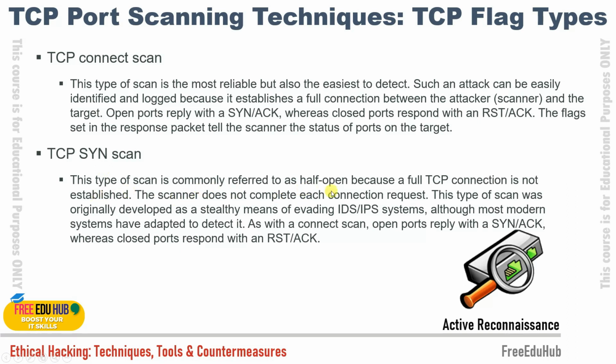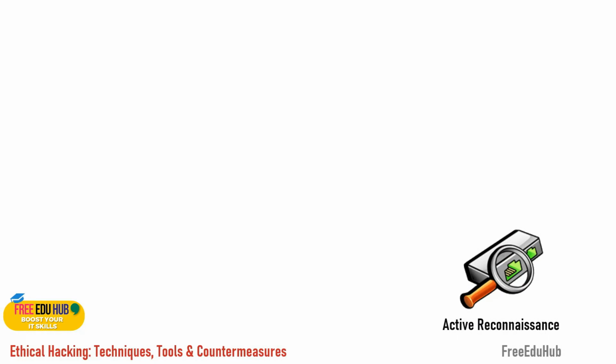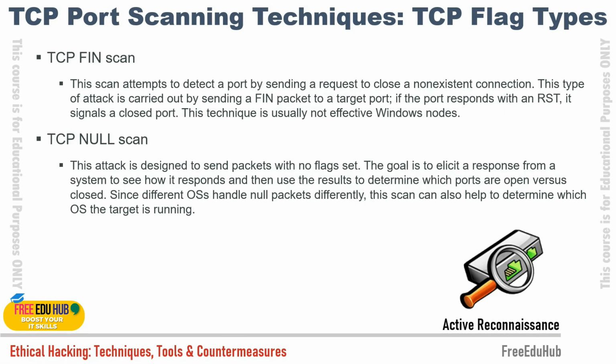Now the TCP SYN scan is a type of scan commonly referred to as a half-open scan as well. For TCP connections that are not established, the scanner does not complete the connection, and this type of scan was originally developed as a stealthy means of evading intrusion detection and intrusion prevention systems, so that they cannot detect it. The scan looks for open ports, which respond with SYN and acknowledgement, while closed ports respond with a reset, a reset connection. The person tried to shake hands but the other person is not responding, so it gives a message that the connection is closed.